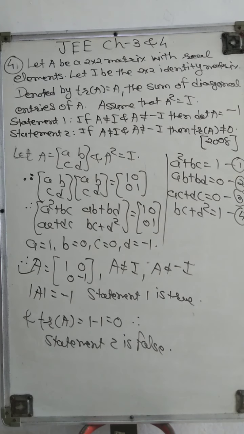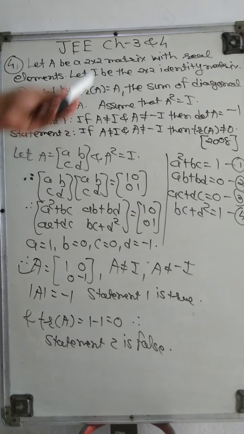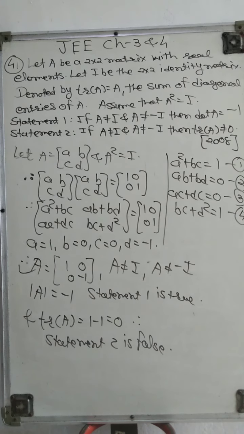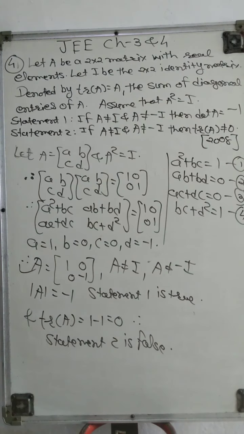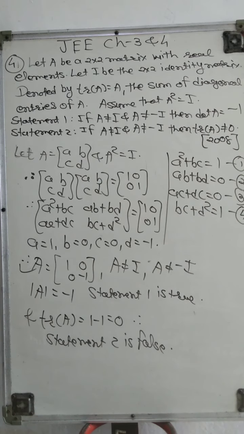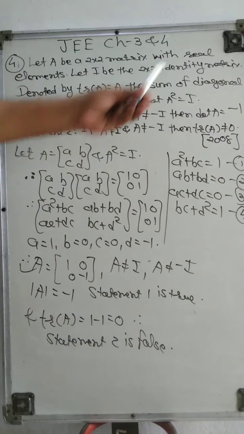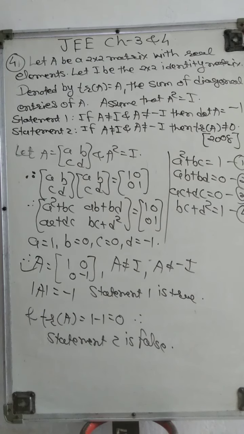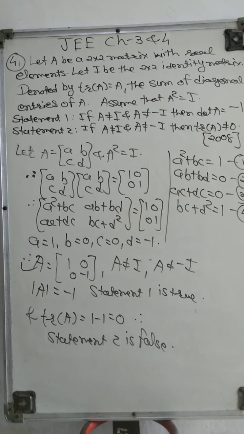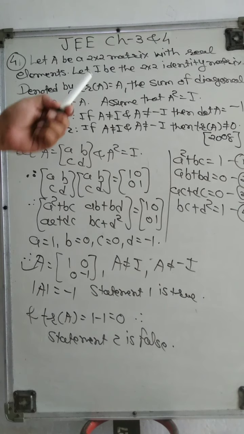Hello student, in JEE exam chapter 3 and 4, 41st sum. Let A be a 2 by 2 matrix with real elements and I be the 2 by 2 identity matrix. Denoted by TRA, TRA is equal to A, the sum of diagonal entries of A.